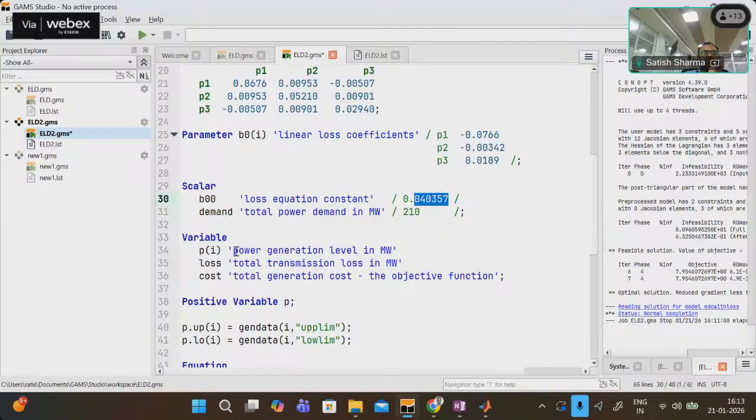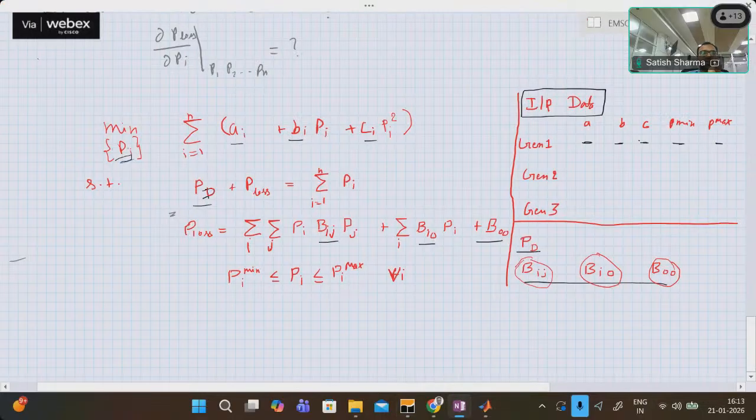Okay. Now, what are the variables here? If you look at this particular part, we have defined Pi as a variable. Only Pi is a variable. But if you see, this P loss is also a variable, and it is basically equal to some coefficients multiplied with Pi. So this P loss is also a variable. Pi is the output of the optimization, and P loss is basically an internal variable which is being used in this entire formulation, and this is equal to the total cost.